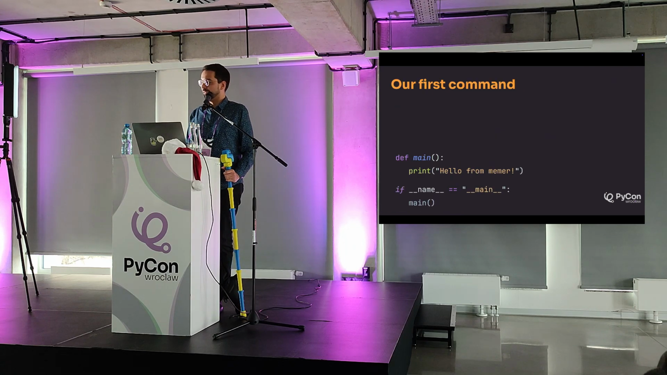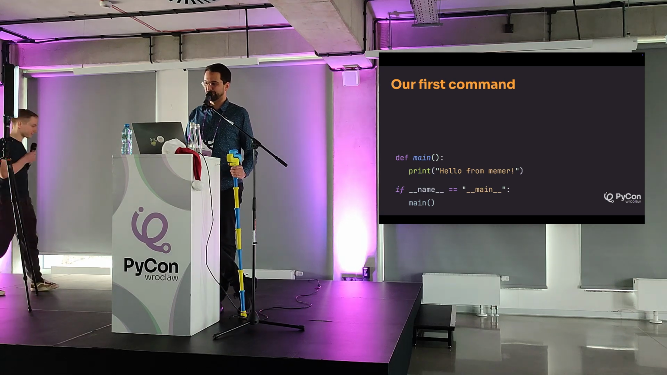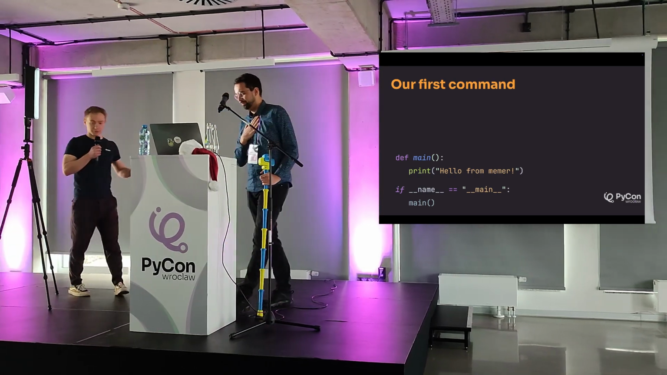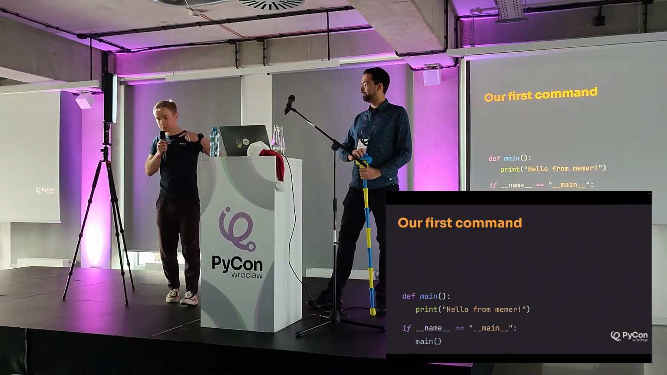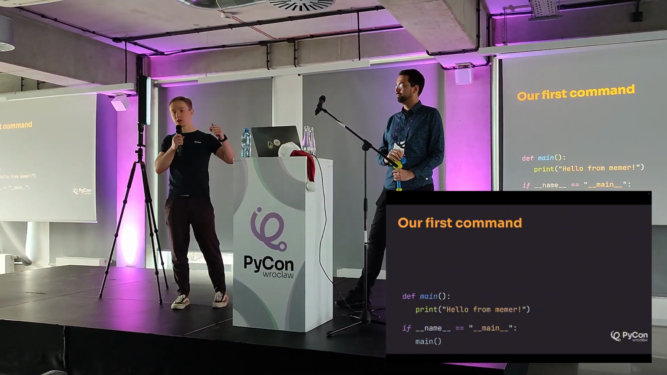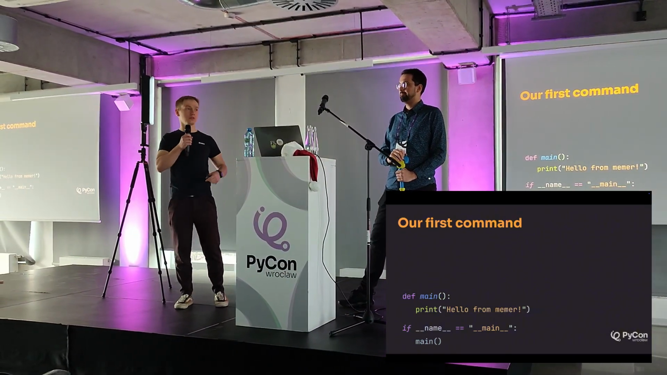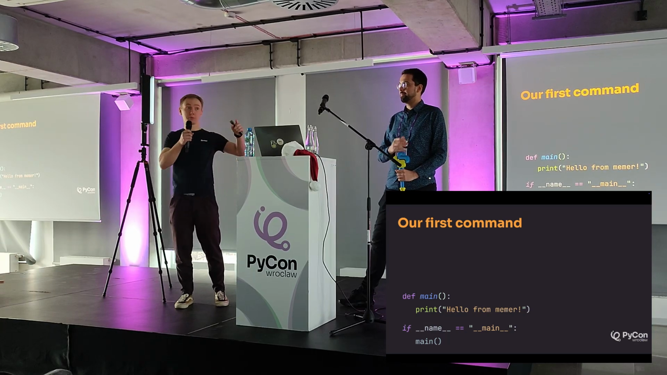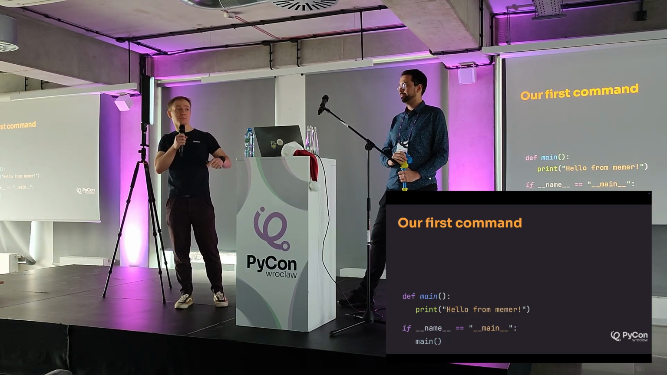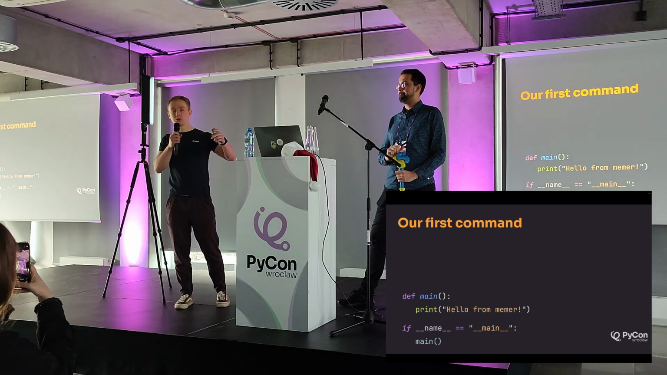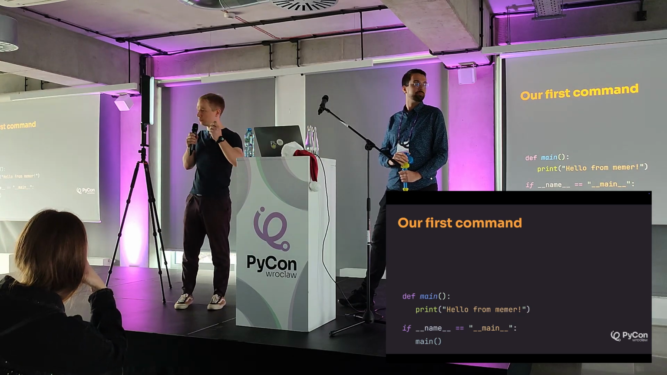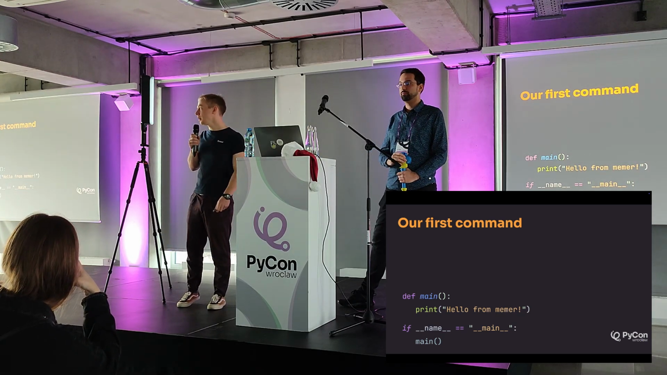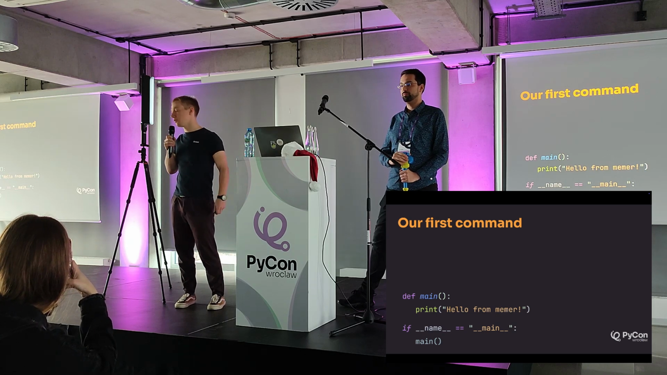So let's share some code. Our first command. The code you see is actually the Hello code from the script you saw before, generated by uv. For now, we just have a function that prints Hello. That's what you saw as an output before. And we just call main whenever we run the script.